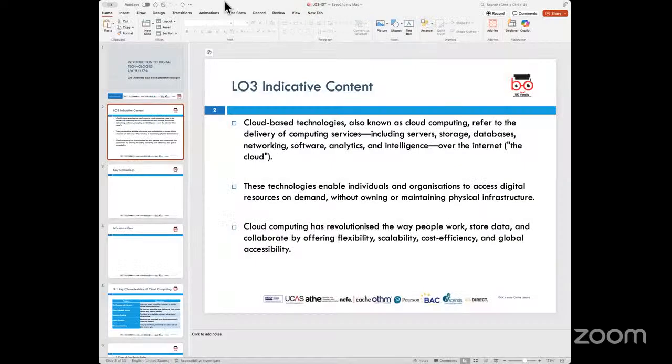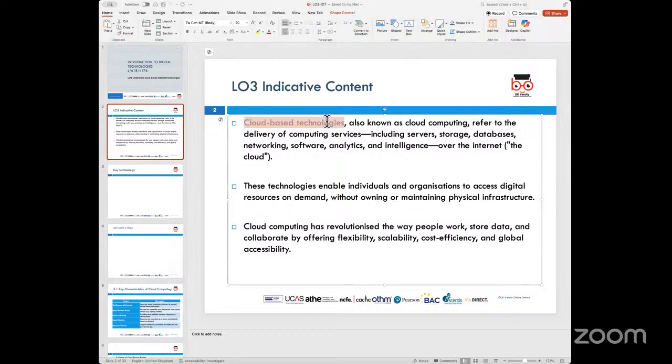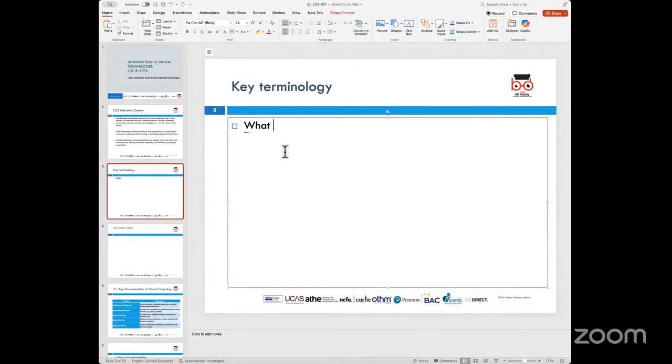So when we do look at this, one of the first things which will come to your mind, and what we want to be looking at, is understanding what cloud-based technologies are. This is the key term for today because it's a part of the learning outcome. When we talk about cloud-based technologies, the simple definition is that these are services or resources. Services could be if you're using MS Office through the internet, and resources could be if you're storing data on a remote server like using Dropbox or SharePoint or Google Drive.